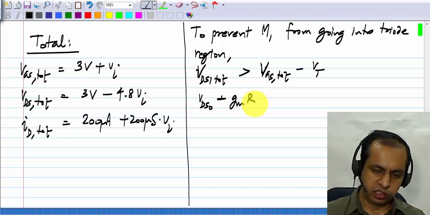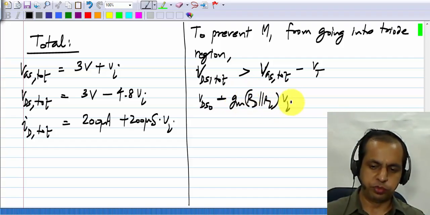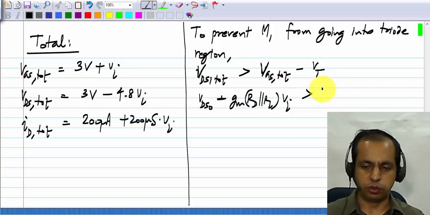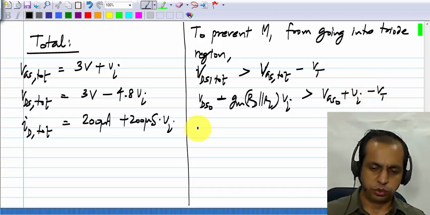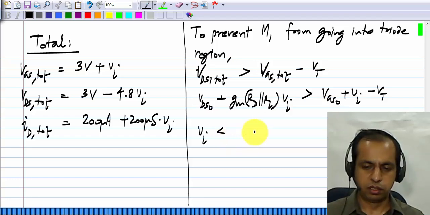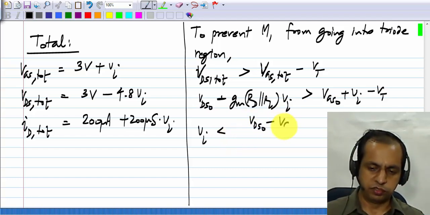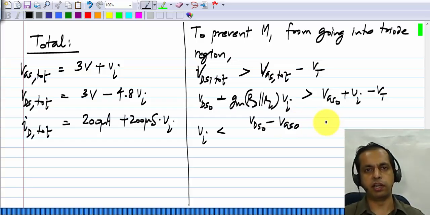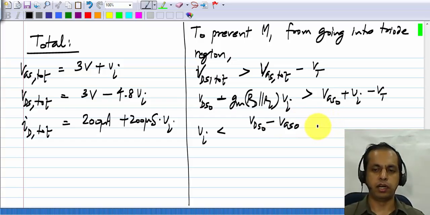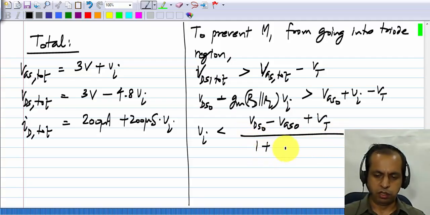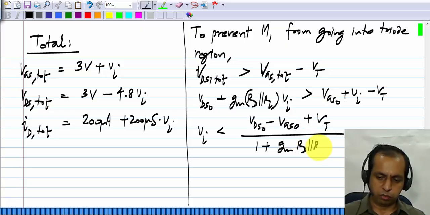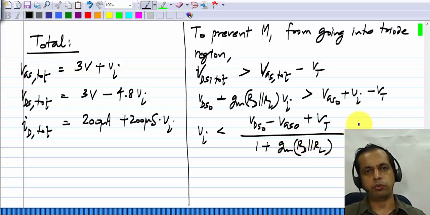minus GM RD parallel RL times VI, and this should be greater than VGS total, that is VGS0 plus VI minus VT. So as usual, VI has to be less than VDS0 minus VGS0. This is the quiescent drain gate voltage, how far the drain is above the gate at the operating point, plus VT. That's because the drain can go below the gate by 1 VT, but not more than that, divided by 1 plus GM RD parallel RL. The gate is going up, drain is coming down, so you have this in the denominator.